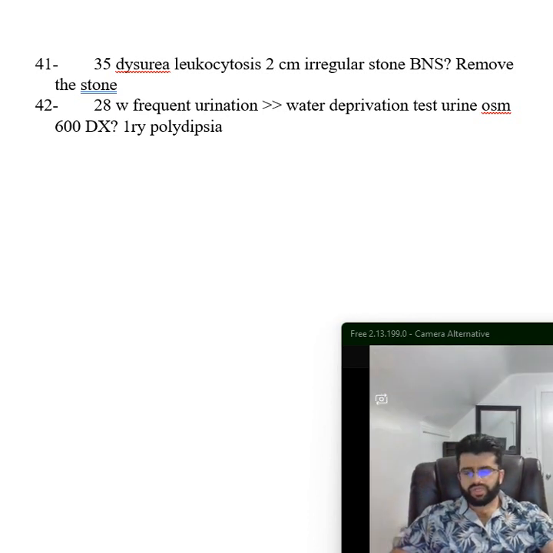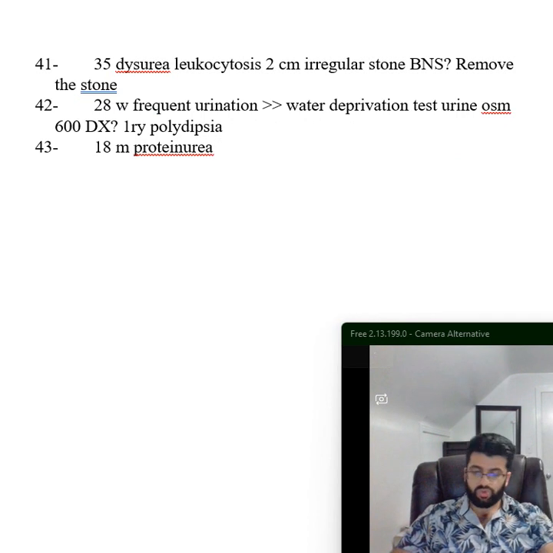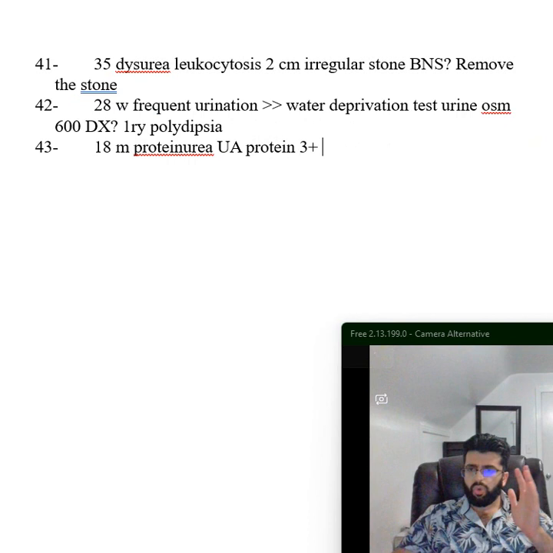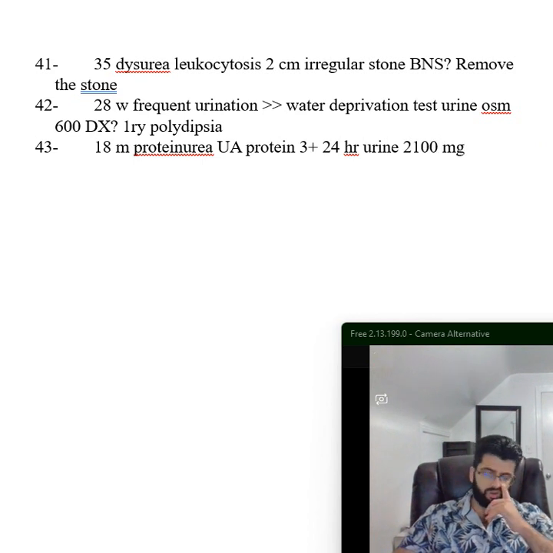Okay, so another case is high yield. You see a young guy, 18-year-old man, comes in with proteinuria. That's the only symptom there is. You do urinalysis, you see protein 3+. All the other symptoms are okay. But when you do the 24-hour urine, you see 2100 milligram in 24 hours. So this is not nephrotic. Nephrotic syndrome usually has more than 3500. Okay, so what would you do? The best next step here.